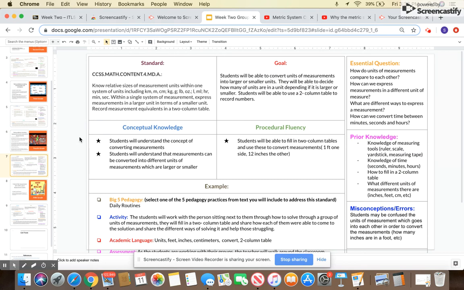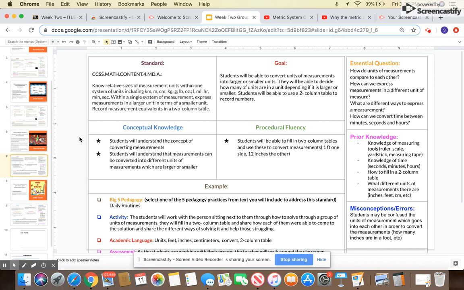So the goal of this standard is to have students be able to express their measurements and data into two-column tables. They should also be able to understand that measurements can be converted into larger or smaller units in a given system. The essential questions really focus on how do units of measurements compare to each other. So they should really understand that inches and feet or seconds and hours have a relationship to one another, and that's how they tie hand in hand.